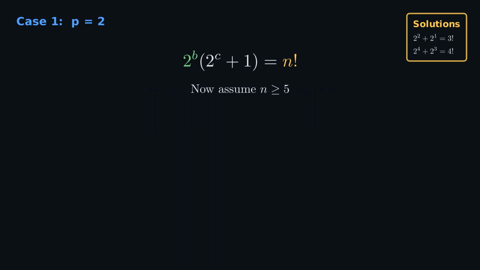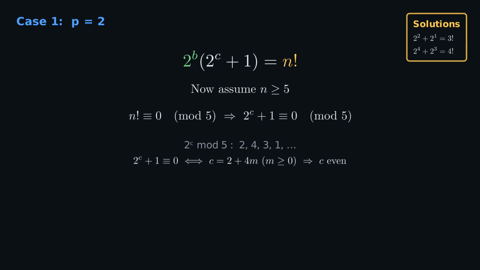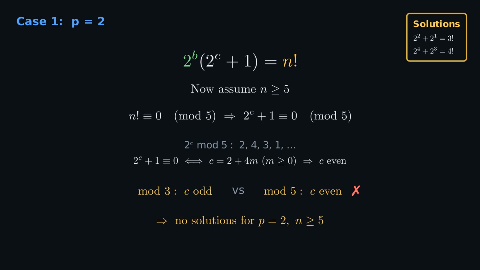So now that we've checked by hand n equals 3 and n equals 4, we can assume that n is greater than or equal to 5. And now we note that n factorial equals 0 modulo 5, since it's at least 5. And by the same argument we had above, we know that 2 to the c plus 1 must equal 0 modulo 5. This only works if c is even. Again, something you can check by hand. But this is a direct contradiction to our result, looking at modulo 3, which said that c had to be odd. Thus, there are no solutions for p equals 2 and n greater than or equal to 5.